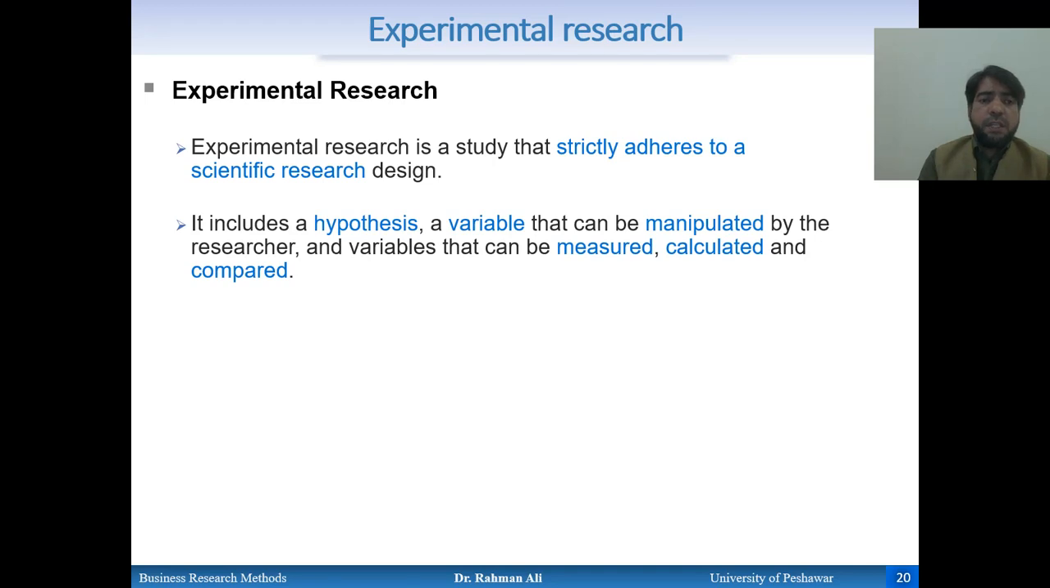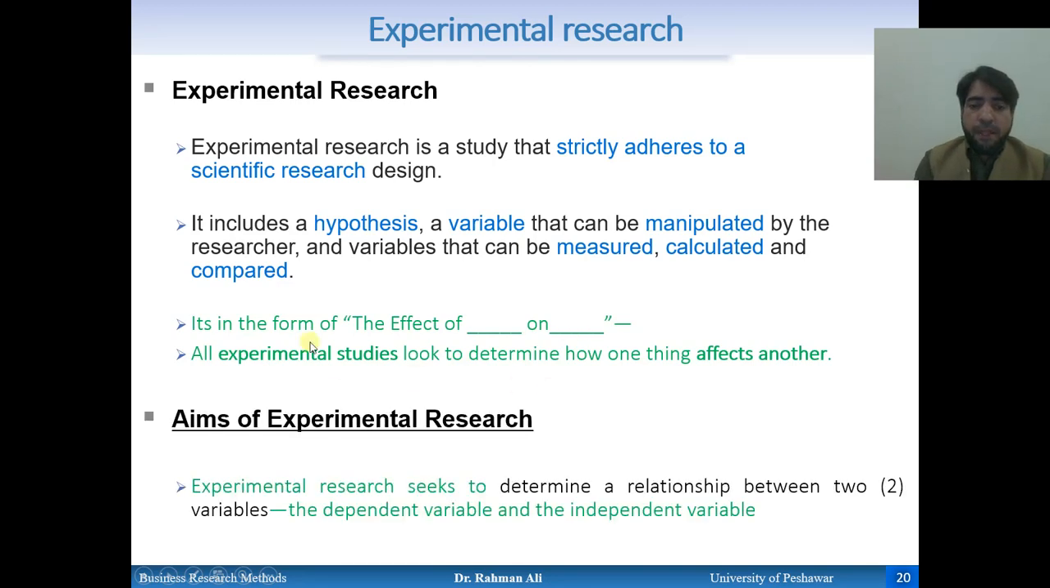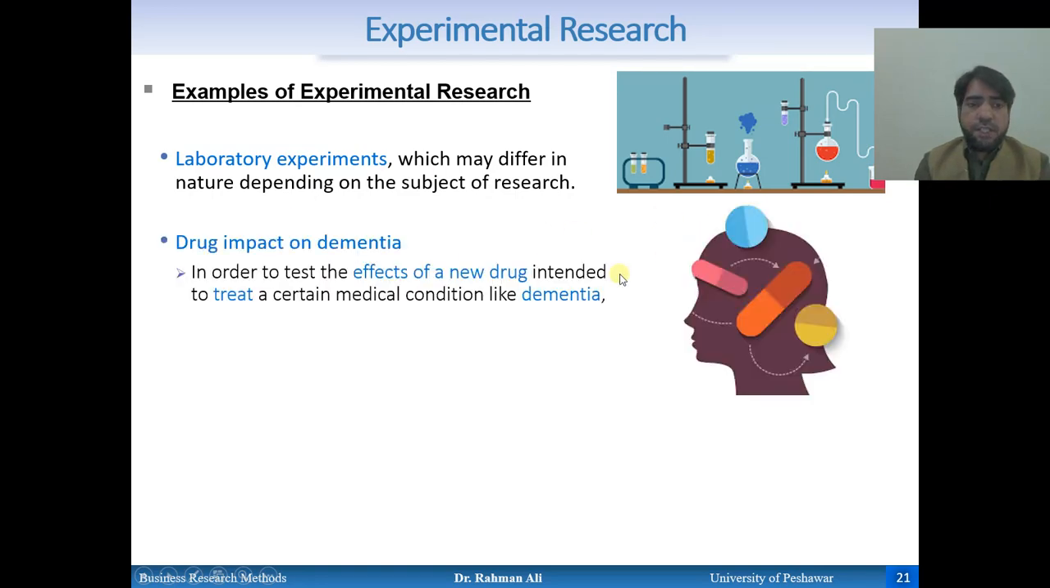So this kind of research is called experimental research. It is always in the form that the effect of more viruses will lead to COVID-19. And why do we use this research? To determine the relationship between two phenomena or two variables, that if COVID-19 is increasing, the death ratio will be increasing. Laboratory research is an example of experimental research.